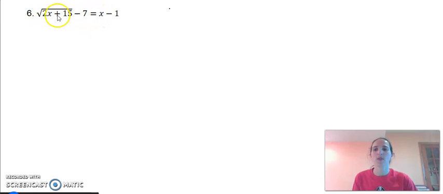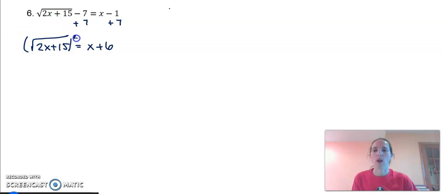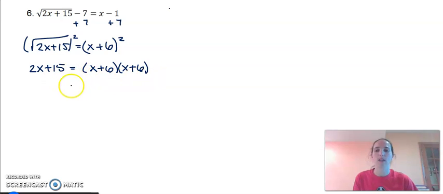So the first thing you have to do is get the square root by itself. So we're first going to add 7 to both sides. So you have the square root of 2x plus 15 equals x, again add those together, plus 6. Now I need to get rid of my square root. So now I'm going to square both sides. When you square both sides, this side just becomes 2x plus 15, and this side becomes x plus 6, x plus 6. Something squared is the value times itself.